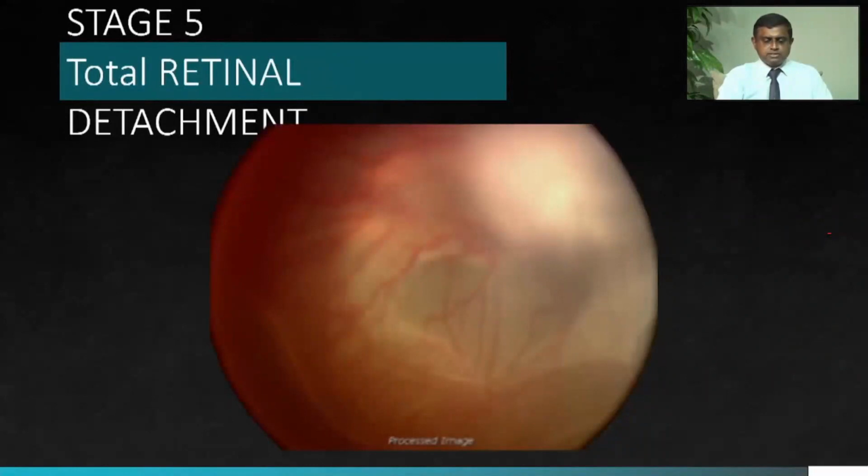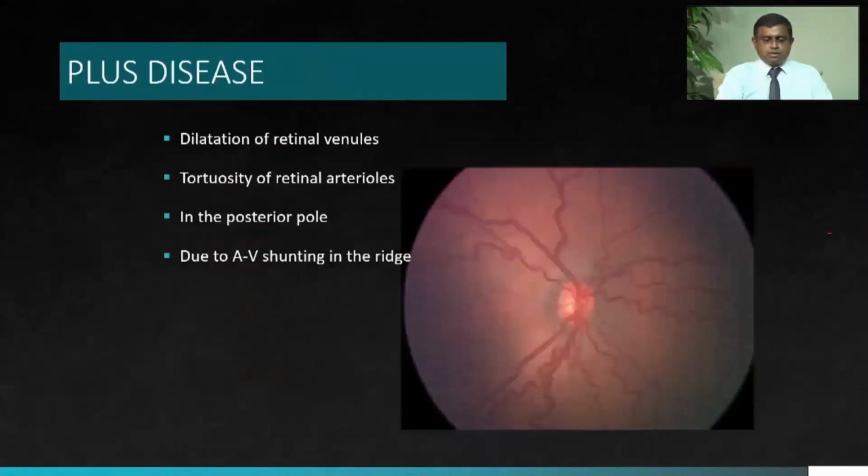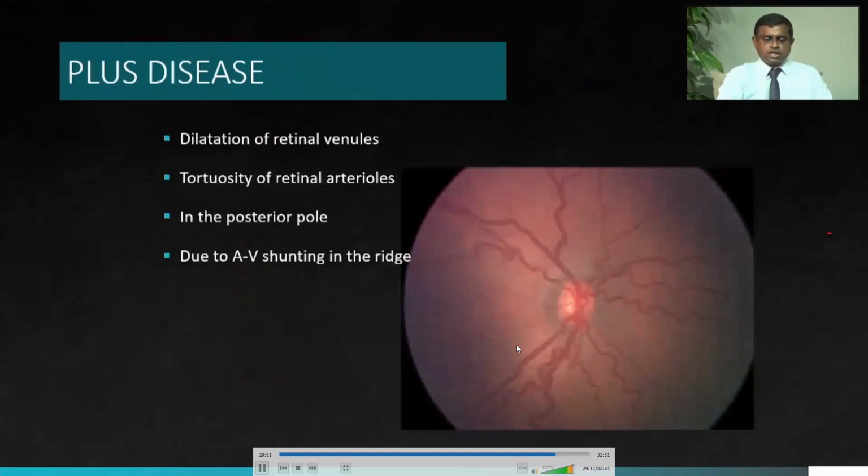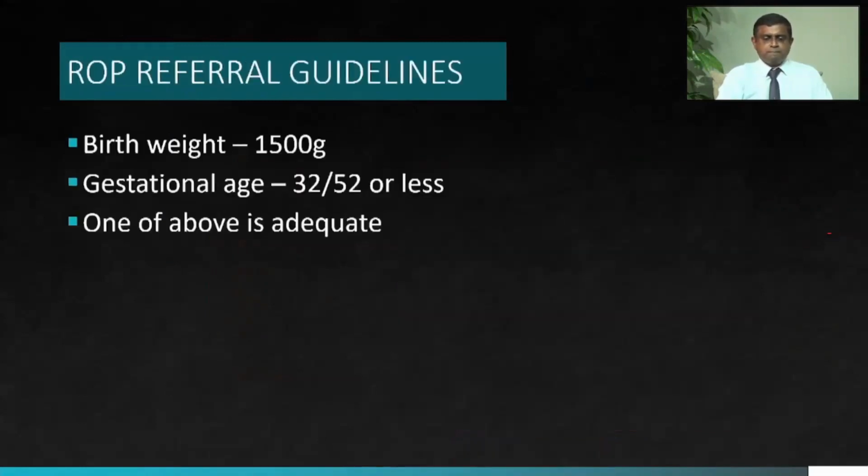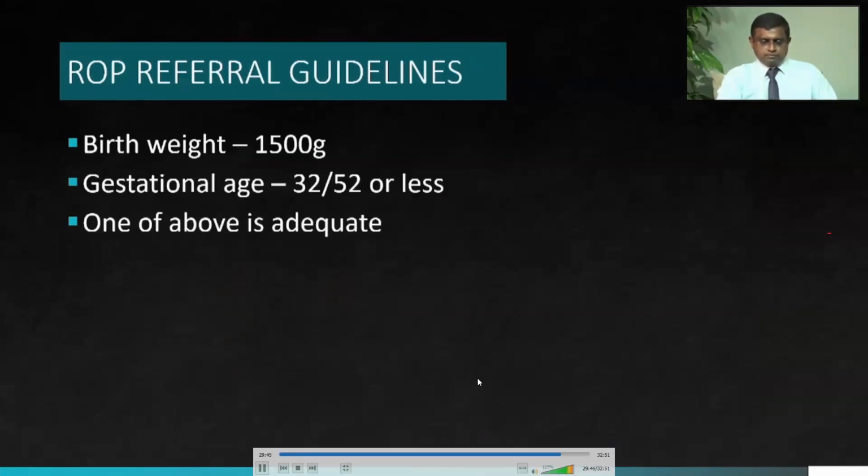the blindness is inevitable. Plus disease is a specific term which we use to describe the severity of retinopathy of prematurity. So this is very important to know when to refer a baby for retinopathy of prematurity examinations. You don't have to refer all the babies, but there are several babies you must refer. The babies born before reaching 1500 grams birth weight, or babies born at 32 weeks of gestation or less, must be referred. If one of the above criteria is there, you have to refer.